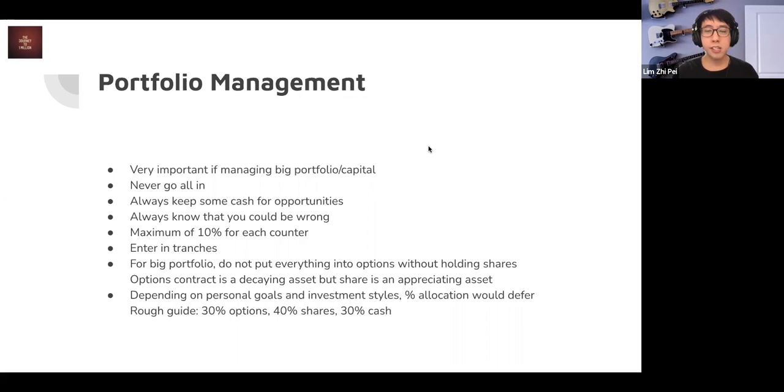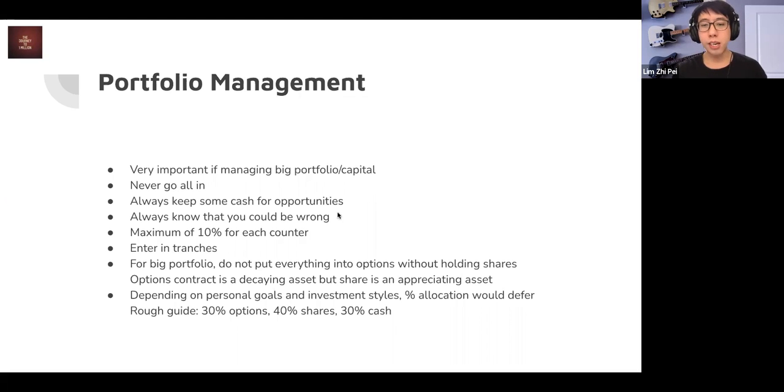After learning all this, you can go to your brokerage account and try out using your demo account. And the last thing I want to mention is portfolio management. It is very important if you are managing a big portfolio. Never go all in on one single stock unless you are super convicted in it. Always keep some cash for upcoming opportunities, and always know that you could be wrong.